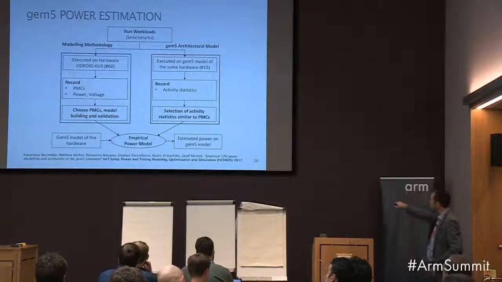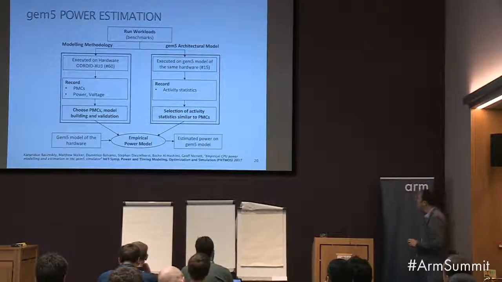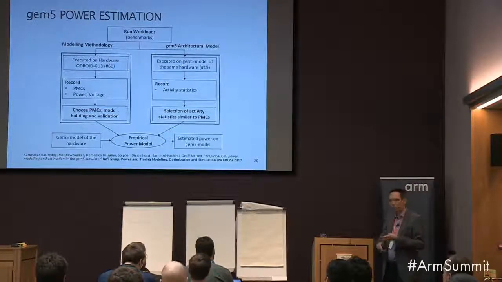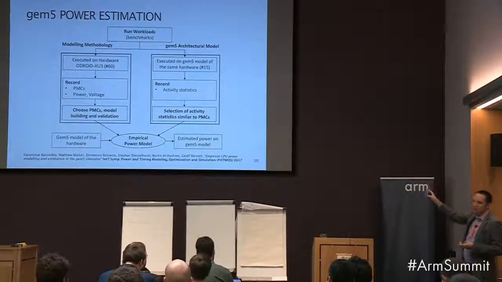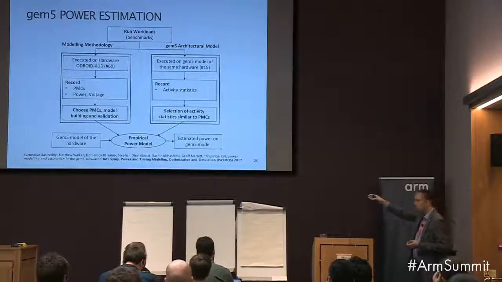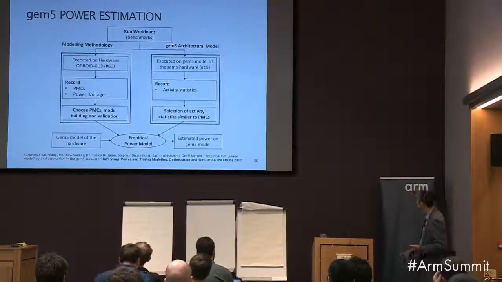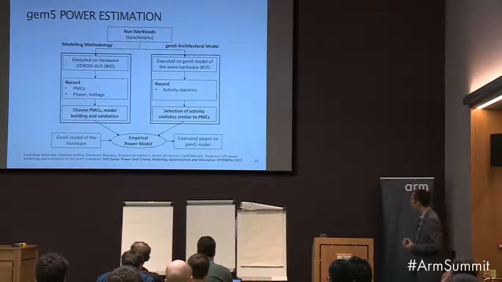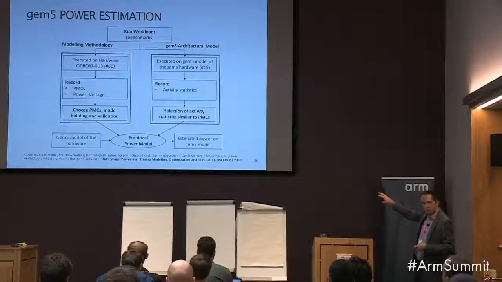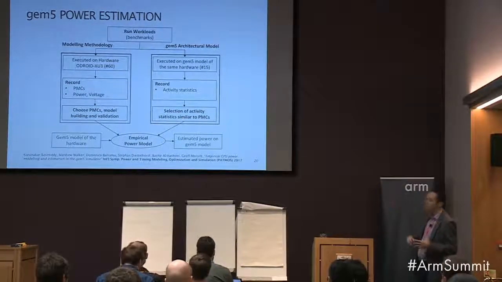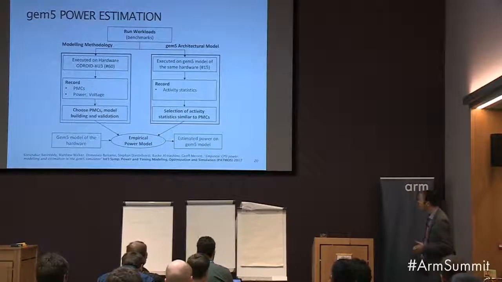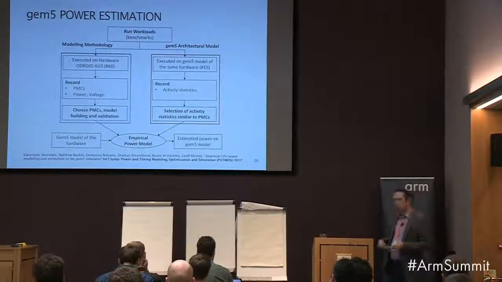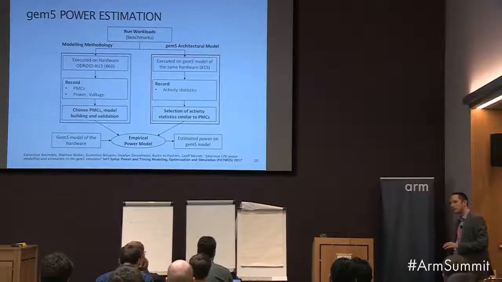So the approach that we've looked at is effectively to pick our benchmarks or our workloads at the top. On the left-hand side, we then execute that on the hardware, we record all the data, and we build our model. In parallel to that, we execute the same workloads on a Gen 5 model of the same hardware. We record all the activity statistics, and then we compare the activity statistics with the performance counters that we've measured in hardware. A couple of observations come out of that process. I'll talk about them in a minute, but it may be that not all the performance counters are available in Gen 5, and it may be that there are some significant errors in some of them. So based on that, you may have to rebuild your model. You end up with a model that you can then plug into Gen 5 and use to get power estimation.